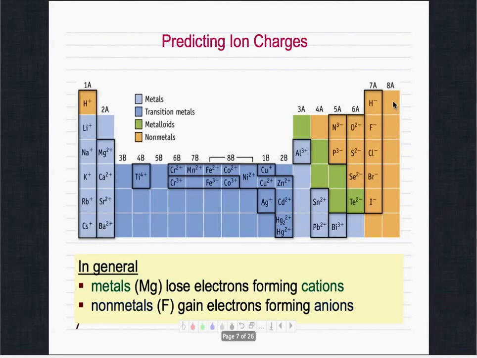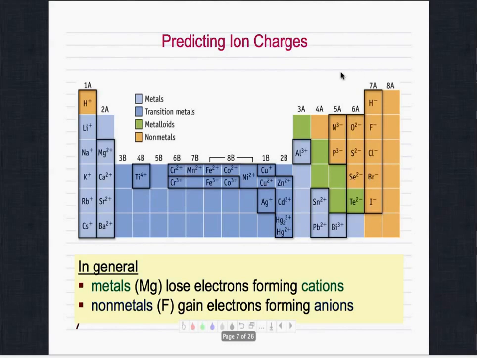And every element wants to be like 8A, like the noble gases. Why? The noble gases are so satisfied, they don't want to do any reaction. Anything in this periodic table, whether it's sharing or losing or gaining, is doing that to look electronically, in the electronic structure, like the noble gas.